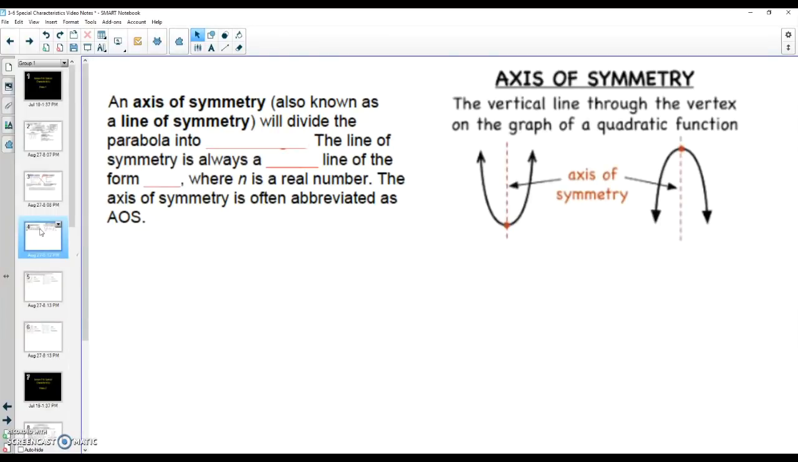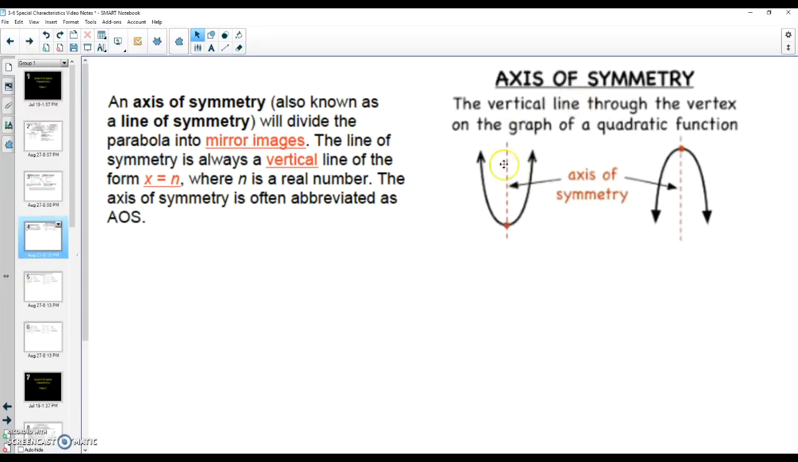We also have something called an axis of symmetry. It may also be referred to sometimes as a line of symmetry. And what the axis of symmetry is going to do is divide the parabola into mirror images. The line of symmetry is always a vertical line of the form x is equal to n, where n is a real number. The axis of symmetry can often be abbreviated as AOS. So anytime that you see on mastery check or practice that you're being asked for the AOS, that is referring to the axis of symmetry.